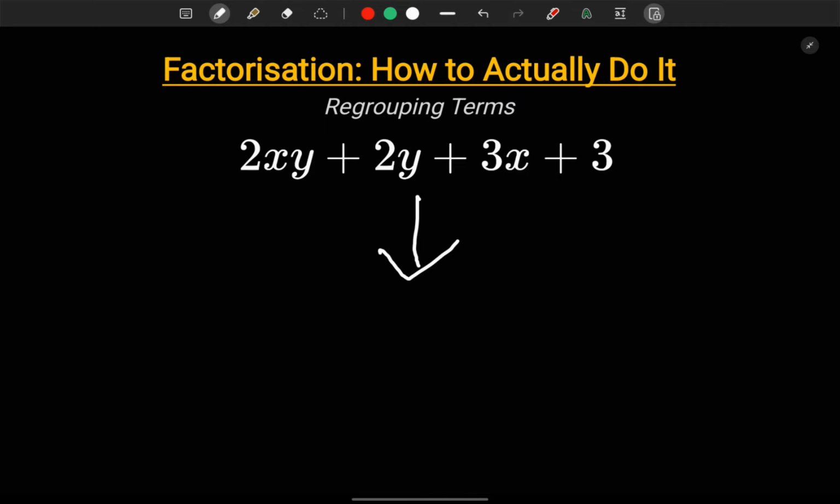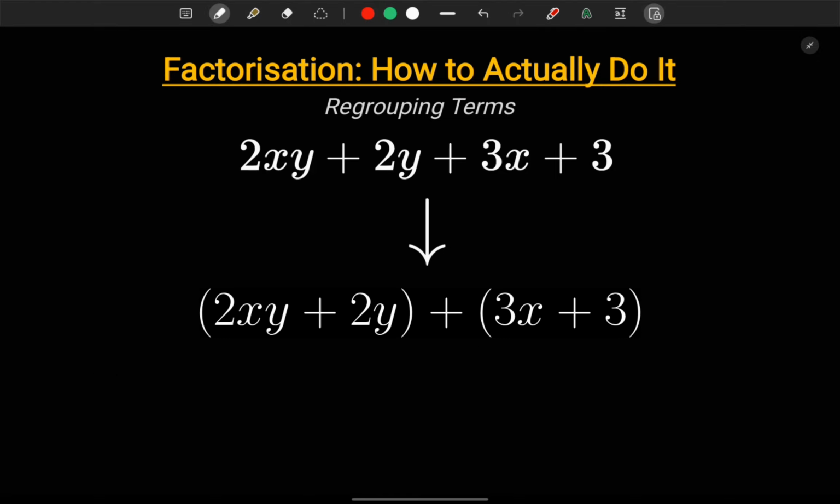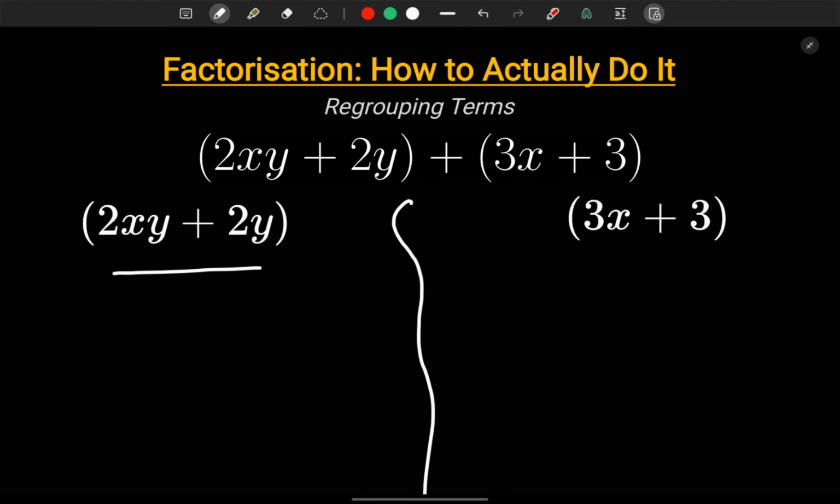Here we can regroup the terms as 2xy plus 2y, 3x plus 3. Okay, we've regrouped the terms. Now what? Now we factorize group by group. From our first group, we can take 2y common. So we write that outside, 2y. Now what do we have left? We get x plus 1.